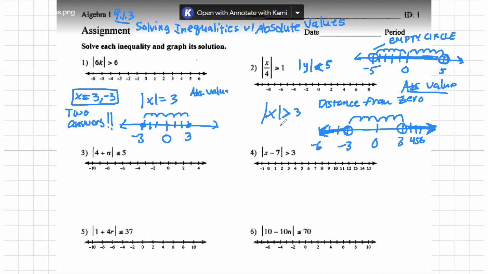So when you have greater than, your shading is going to go away from each other. It's always going to be, if it's greater than, away from each other. We can write that in your notes. Greater than, like this symbol or this symbol. If it's greater than or equal to, then we just fill in the circles. They're going to go away from each other. Shade away from each other.